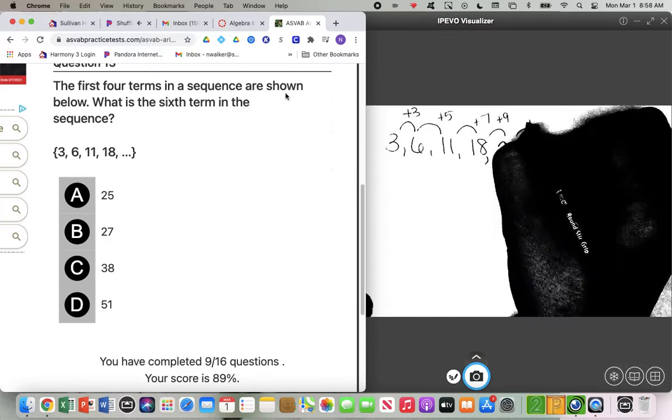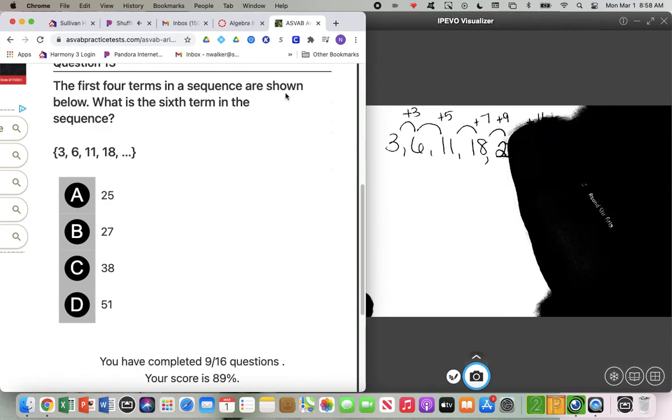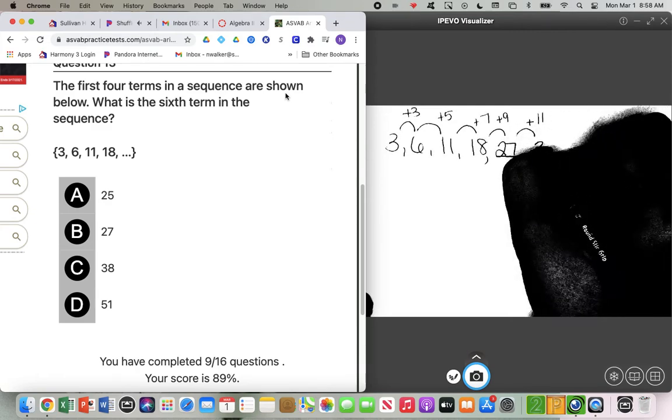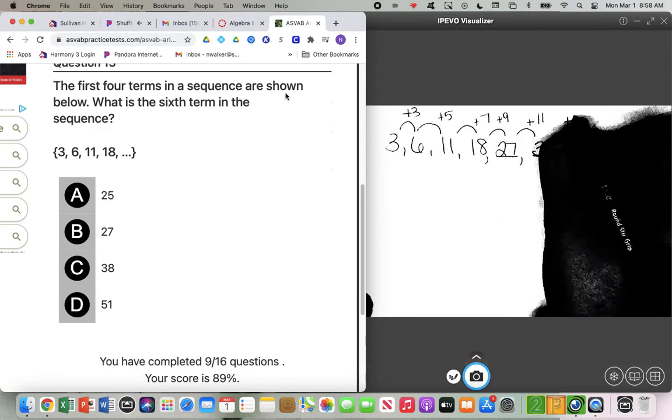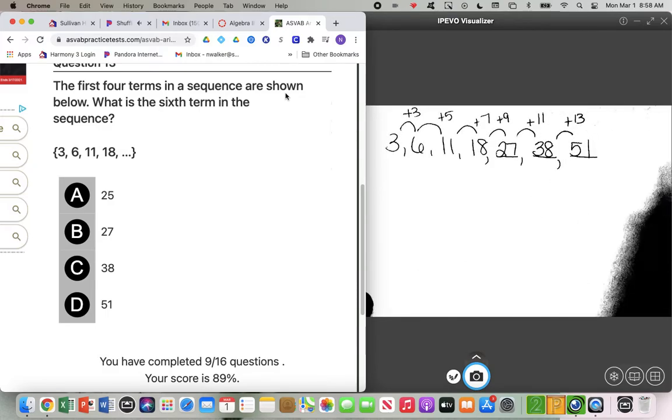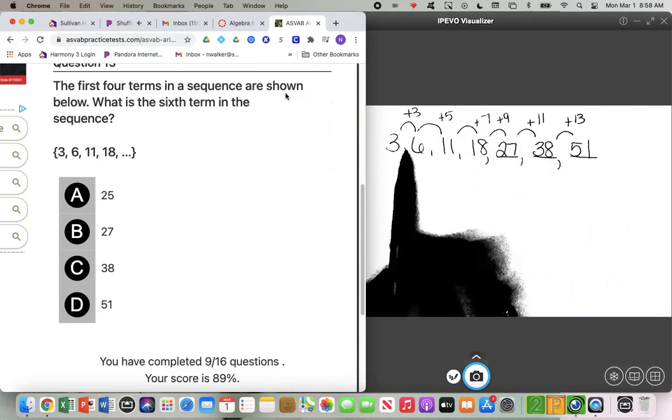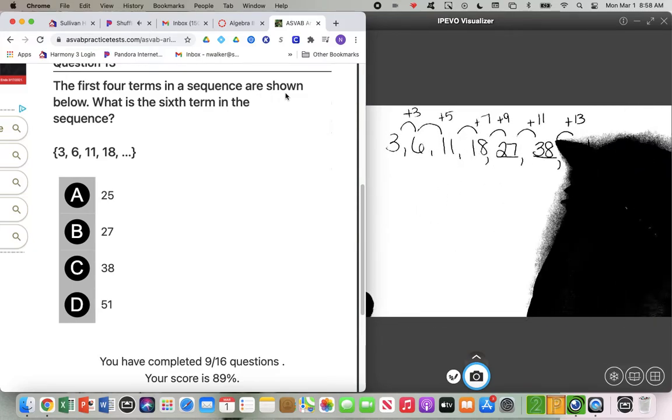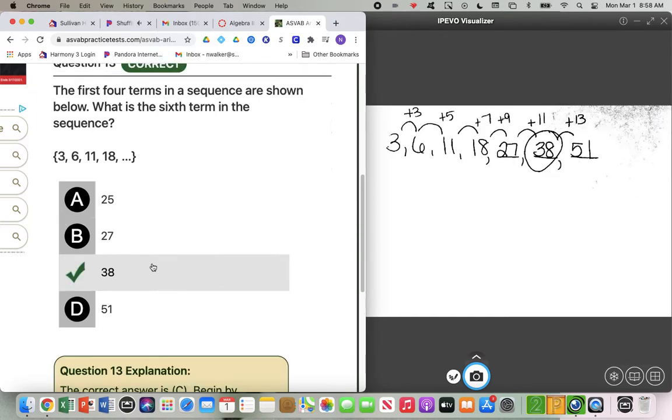Then how much do you add the next time? So the next number would be? And then the next time we add 13, so what would that be? 51. So it says what's the 6th term in this sequence? 1, 2, 3, 4, 5, 6. So it's 38.